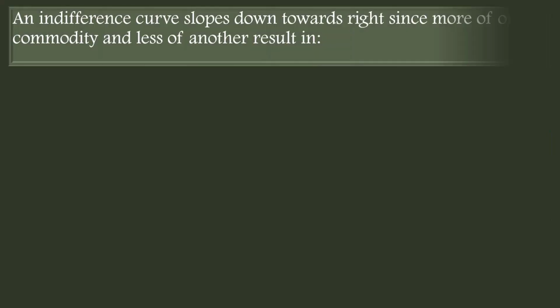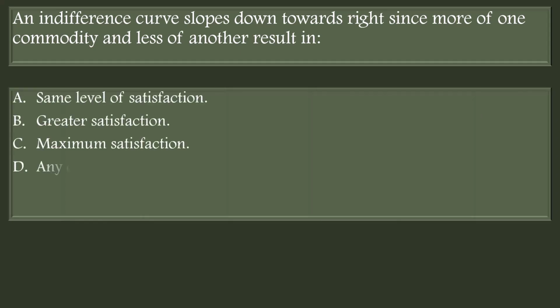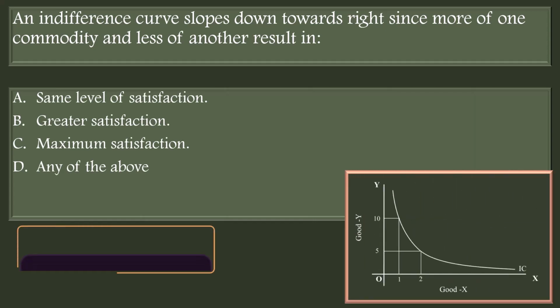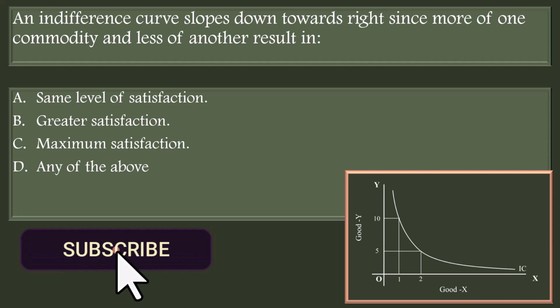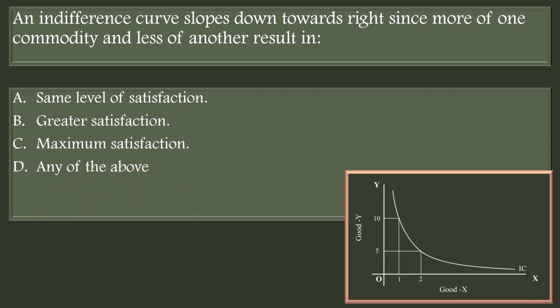Sixth question. An indifference curve slopes down towards right since more of one commodity and less of another result in, options. A. Same level of satisfaction. B. Greater satisfaction. C. Maximum satisfaction. D. Any of the above.